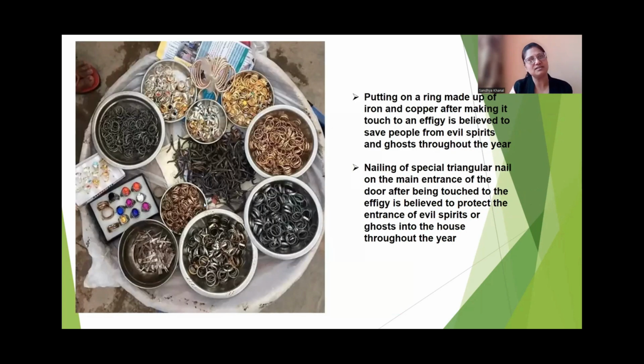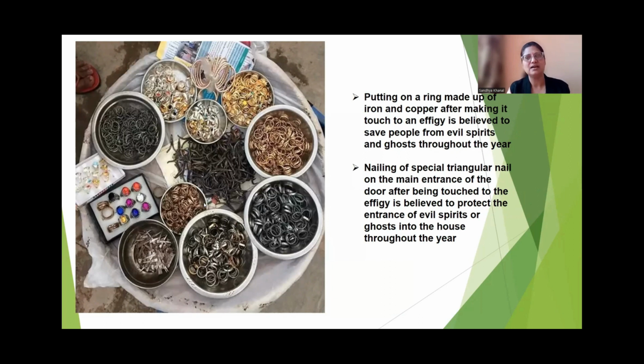And another tradition is that we can find lots of shopkeepers displaying iron and copper rings on the day in front of their shop. It is believed that putting on a ring made especially of iron and copper on this day, after making it tossed to an effigy, is believed to save people from evil spirits and ghosts throughout the year.